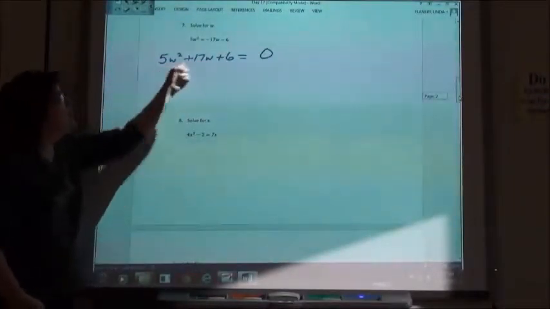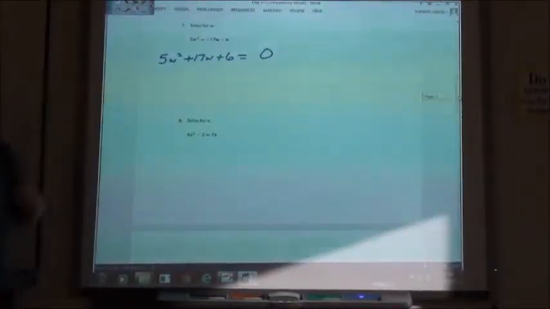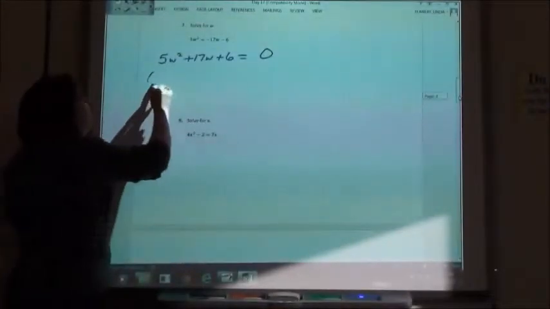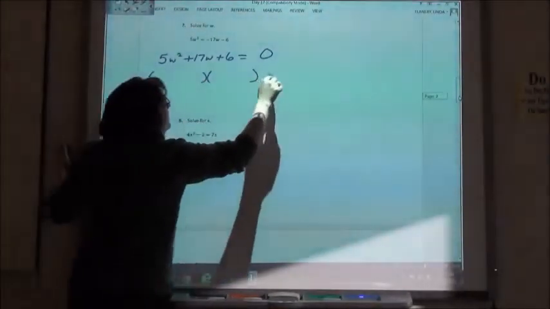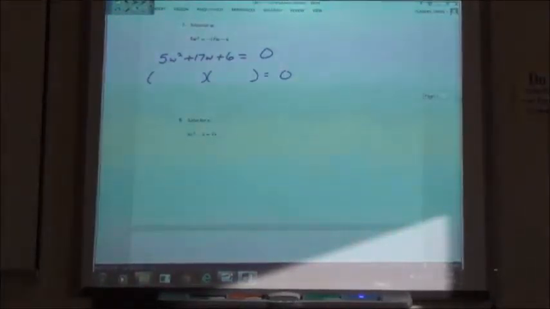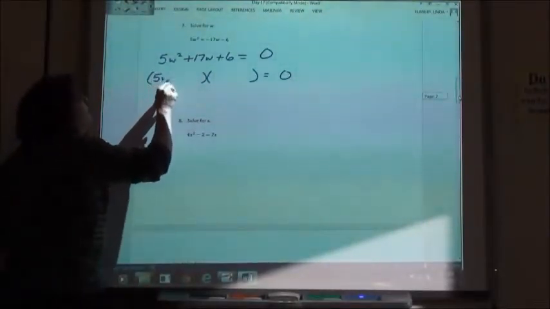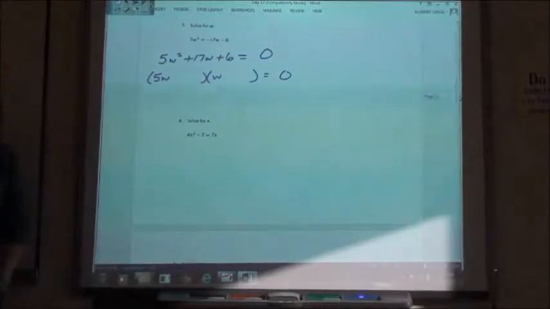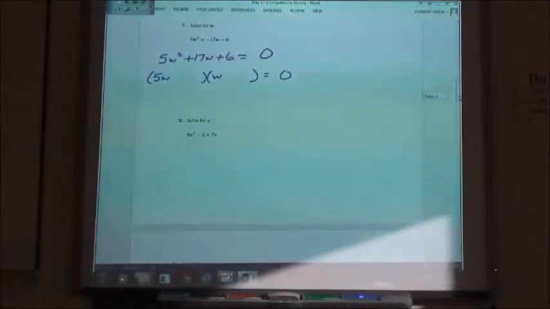Again, these factorings are going to be a little harder because now we've got numbers in front of our w squareds. So our two sets of parentheses. What times what gives me 5w squared? 5w and 1w, or just 5w and w, right? If you want to put a 1 in front of the w, you can, but 5 times 1 is 5, so 5w times 1w. What are my signs going to be?